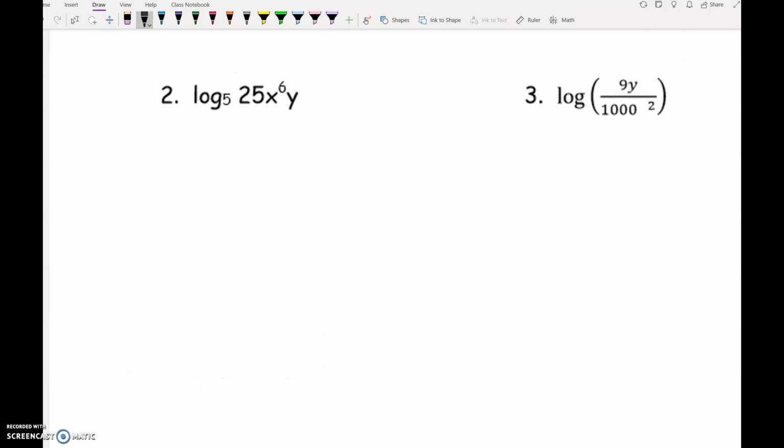Okay. How many things are inside this log? There's multiplication, so there's the 25, there's the x to the 6th, and there's the y. So there's 3 things in there. So I'm going to write out log base 5, leave a blank, log base 5, leave a blank, log base 5. The first thing was 25. The second thing was x to the 6th. The third thing was y.